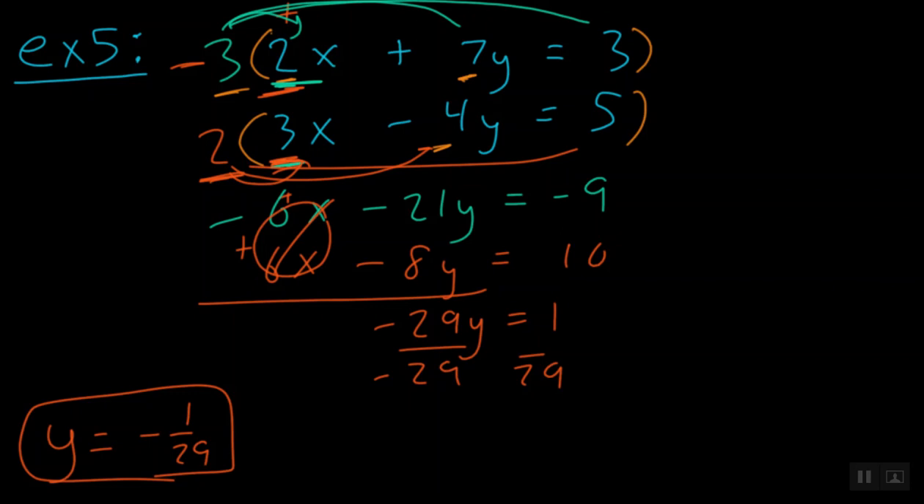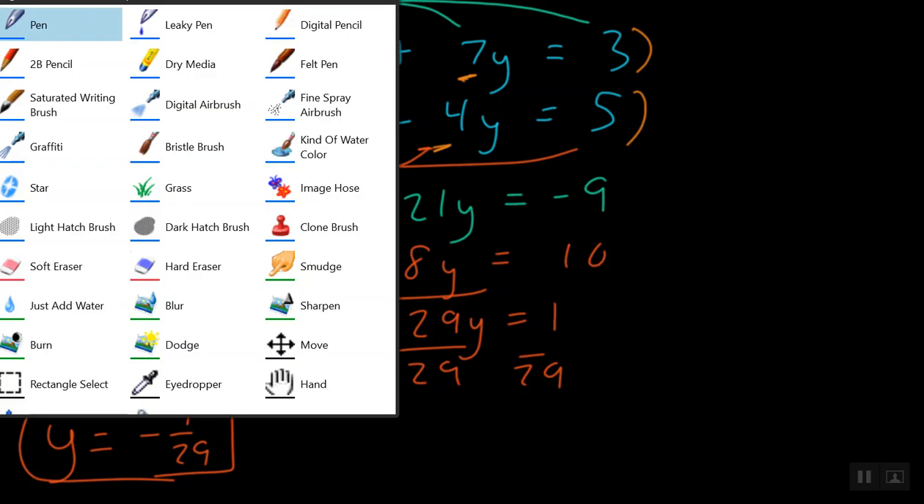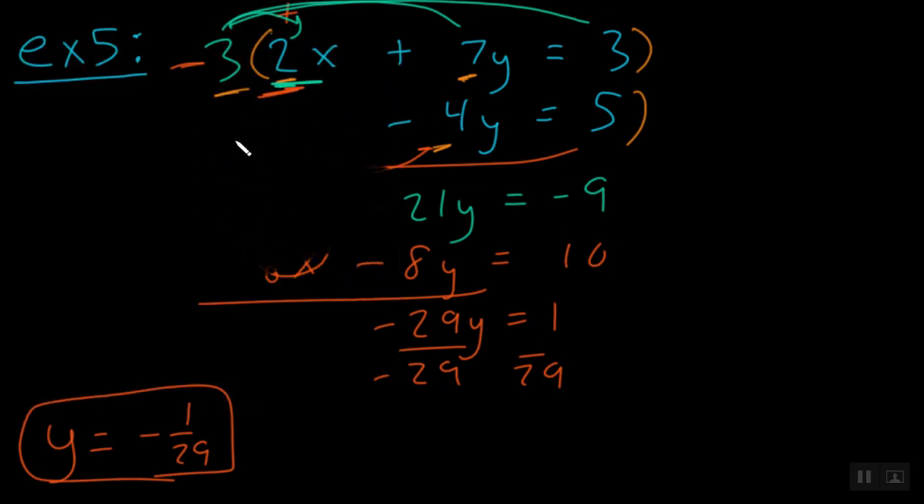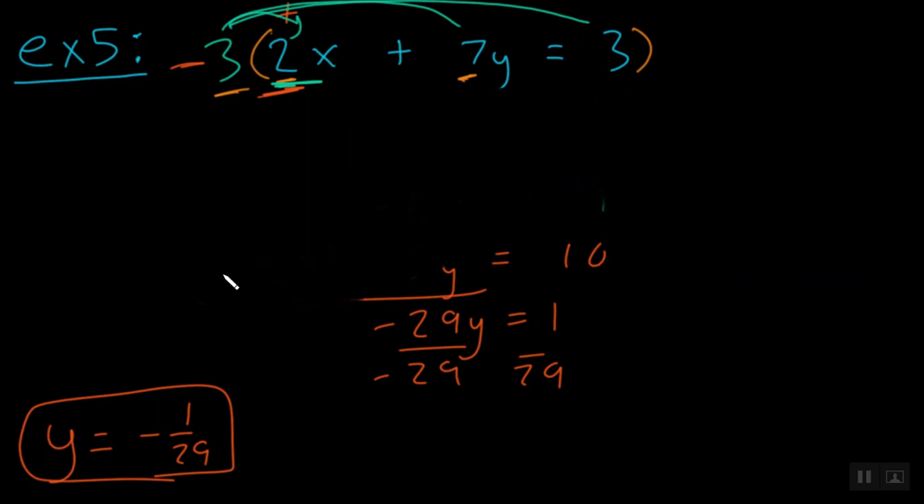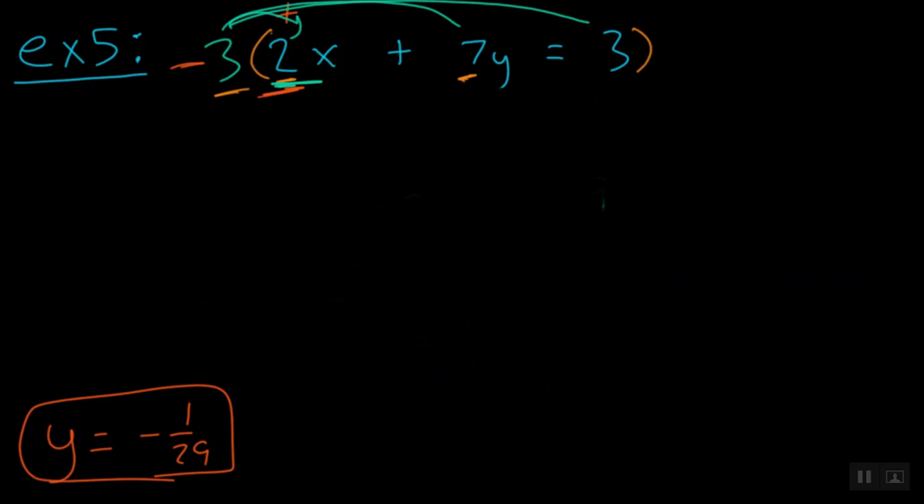Okay, now that I imagine you have paused the video and taken your notes, let me go ahead and erase this. I'm going to erase everything but that top equation. And this is tricky because when I go to plug this in, remember our initial equation was 2x plus 7y equals 3. Well, here my y value is negative 1 over 29. This will be tricky because we'll have to apply our fraction rules.